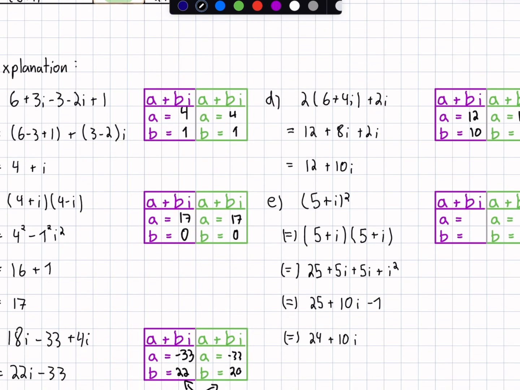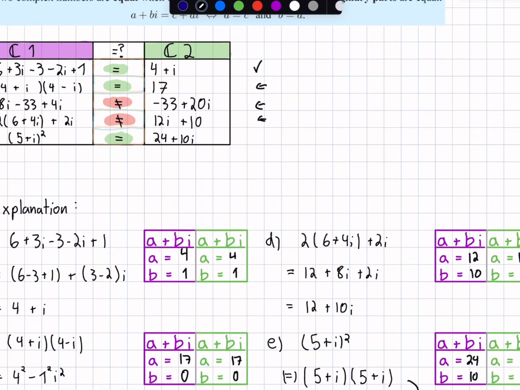And here, after we expand, we'll get this. And you have to keep in mind that the i squared turns into a negative 1, which will be subtracted from the 25, turning it into a 24, which will give us an A of 24 and a B of 10. And if we compare, then it is correct.